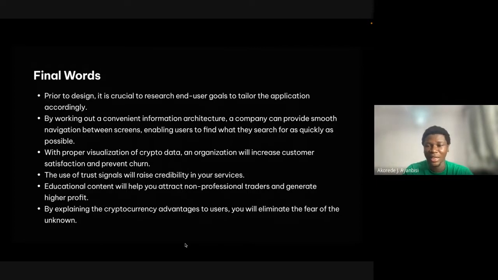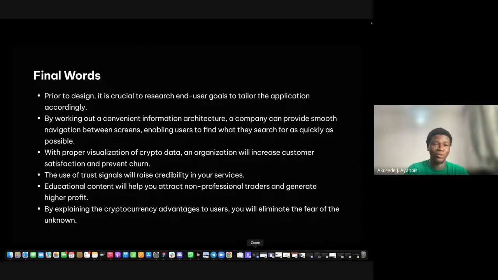And as we see there, an organization will increase customer satisfaction and churn rates. This might sound little, right? But this little input would increase customer satisfaction, retention, and prevent churn. The fourth one is the use of trust signals will raise credibility in your services.